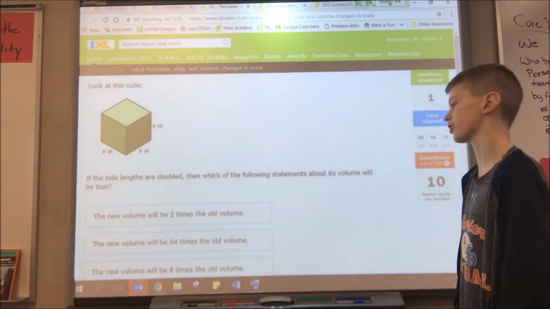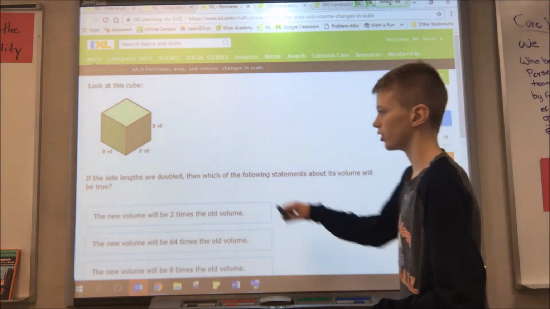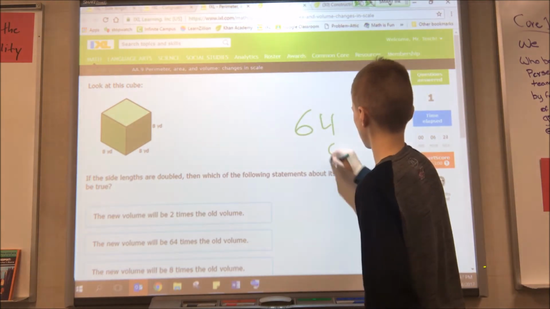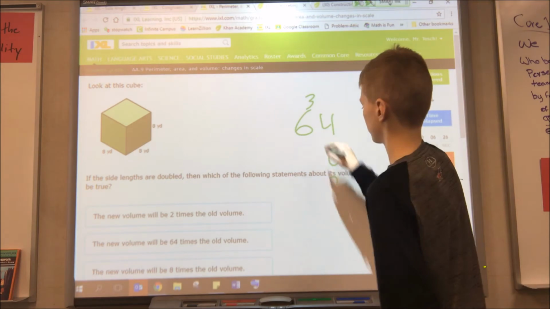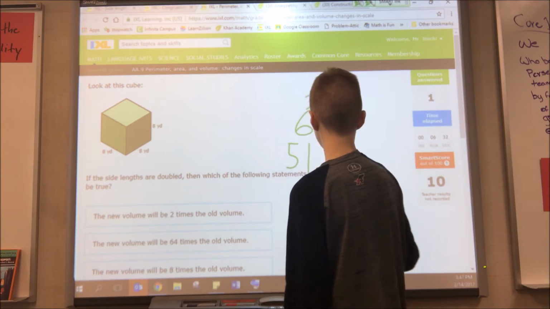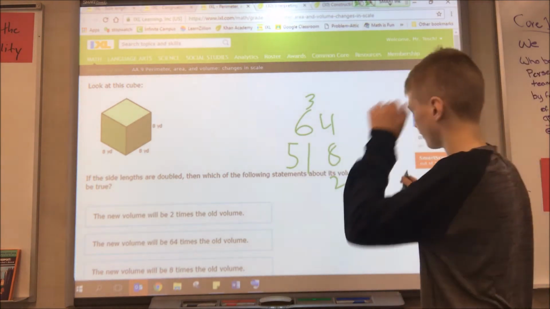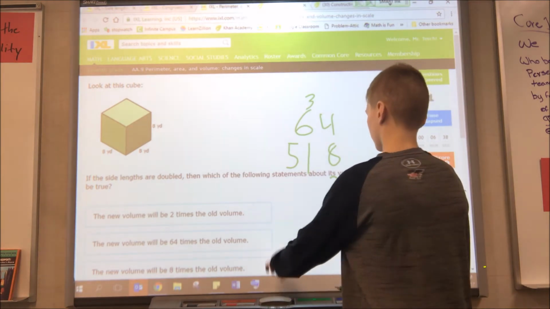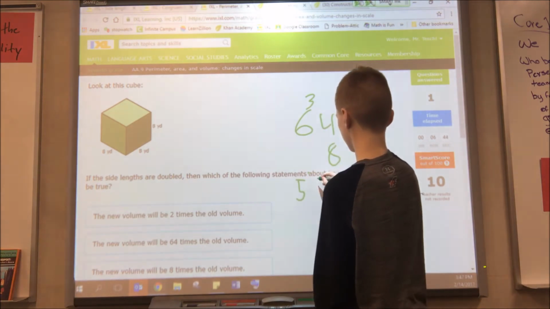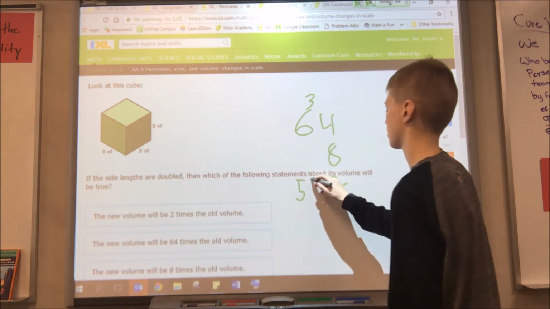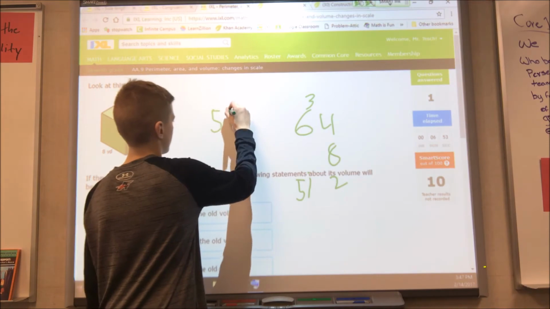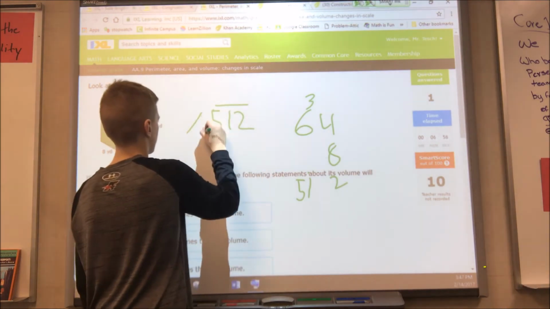If the side lengths are doubled, which of the following statements about the volume will be true? So right now, the volume is 8 times 8, which equals 64. 64 times 8 equals 512. So 512 is the old volume, so put A.